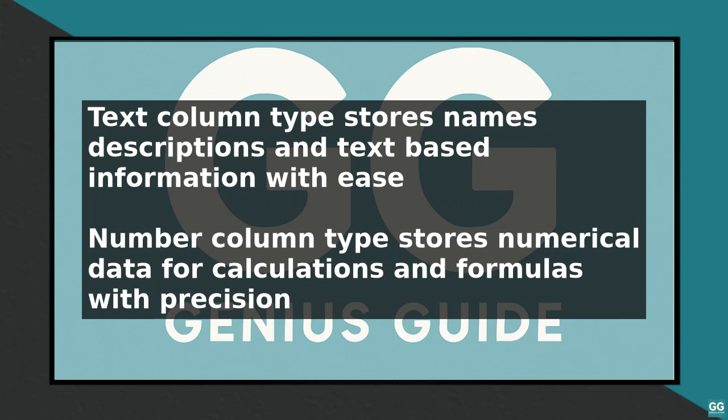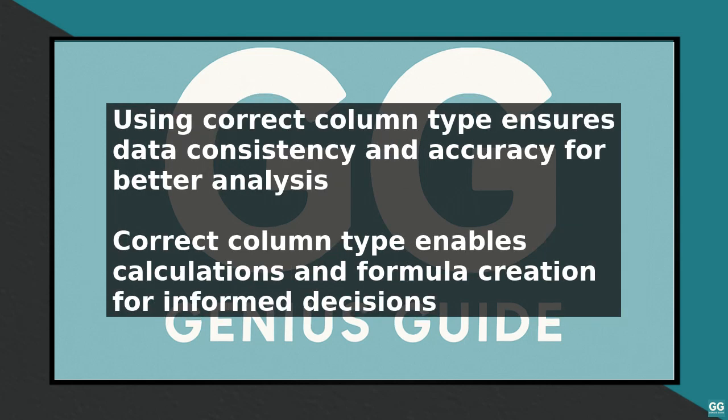Using the right column type is crucial for several reasons. Firstly, it helps to ensure data consistency and accuracy. By using the correct column type, you can avoid errors and inconsistencies in your data. Secondly, it enables you to perform calculations and create formulas. For example, you can use the number column type to calculate totals, averages, and percentages.